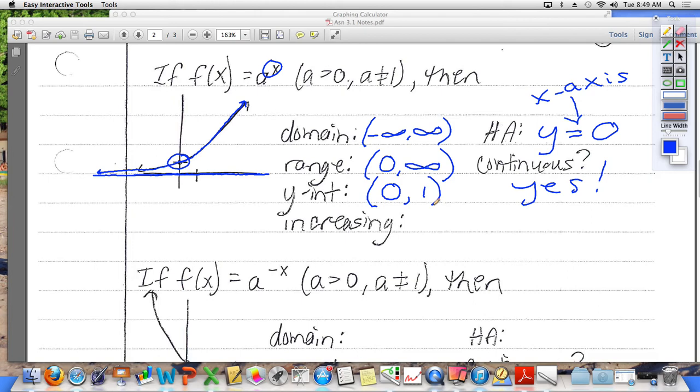Is it increasing? Is the graph increasing? Yes. Is it always increasing? Yeah. So what interval is it decreasing over?